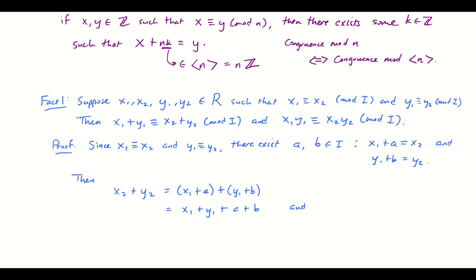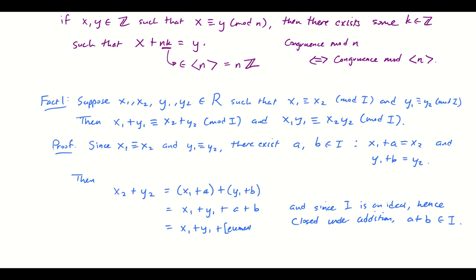And we know, since I is an ideal, hence closed under multiplication, or sorry, closed under addition is what I mean, a plus b also belongs to I, because a and b both belong to I. All right, so I know that this is x1 plus y1 plus an element of I. Great. So this means x1 plus y1 is congruent to x2 plus y2 mod I. Awesome. What about multiplication?